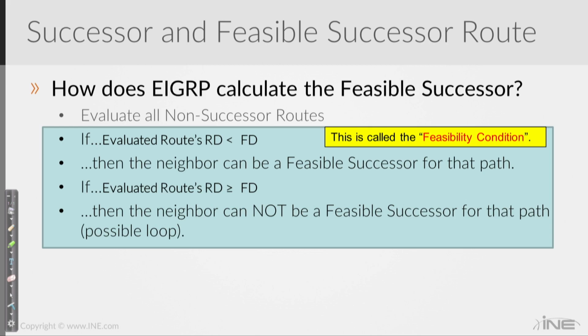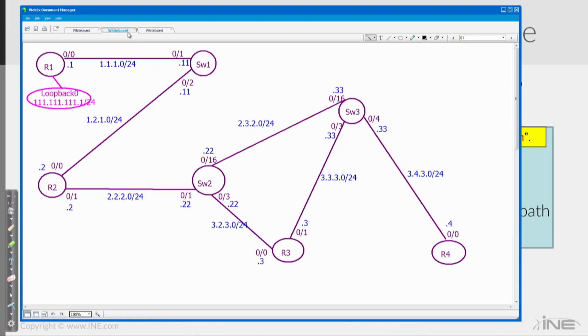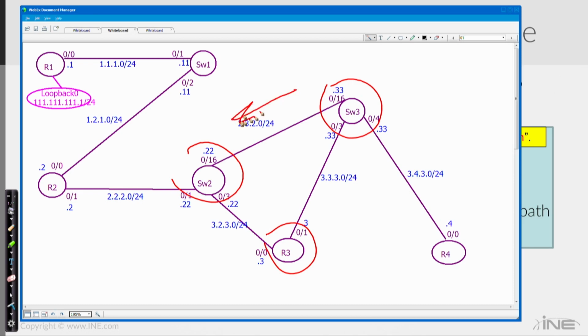Let's do an example of this. So I'm going to configure EIGRP on these three routers right here. That guy, and that guy. And I'm going to form neighbor relationships this way. I'm not going to have switch 2 and router 3 become EIGRP neighbors. I'm just going to have switch 2 and router 3 become EIGRP neighbors with switch 3 with the sole intention of having them advertise this network.